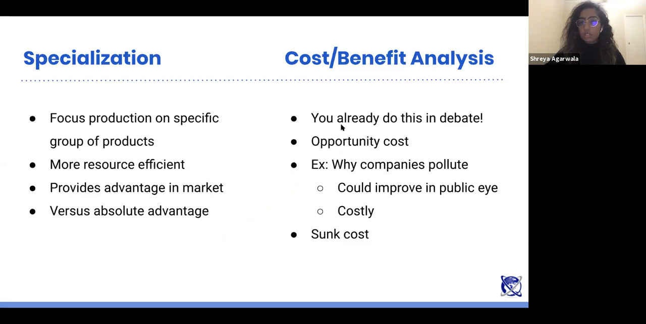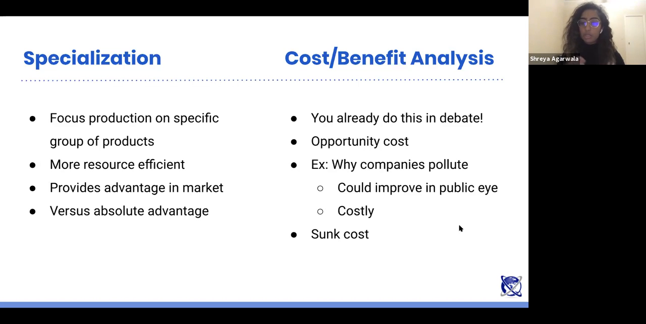The next topic, these are kind of two topics combined because I want to go through the drill together, is specialization and cost benefit analysis. Specialization is the idea that companies should focus on producing a specific group of products. Like a sports production company will focus on producing just sports products and not branch out. Let's say they produce soccer balls, and they focus on anything related to soccer. They're not going to branch out into basketball products because they're just better at producing soccer balls.